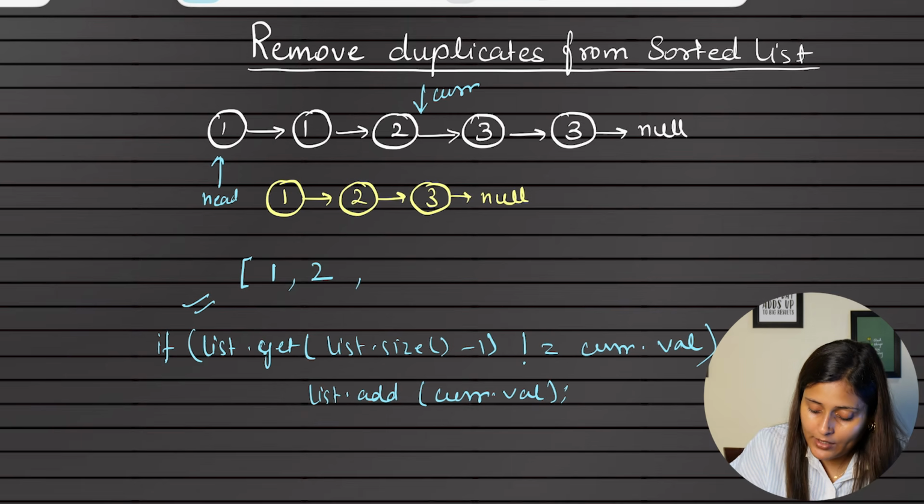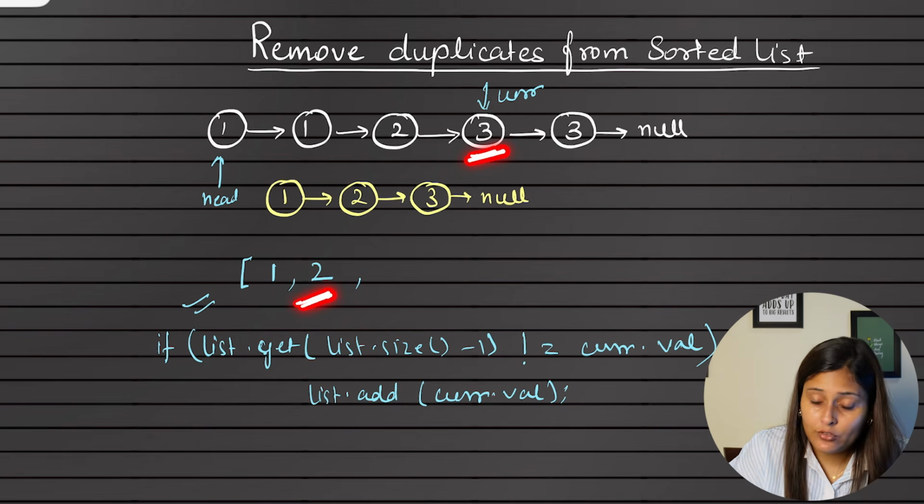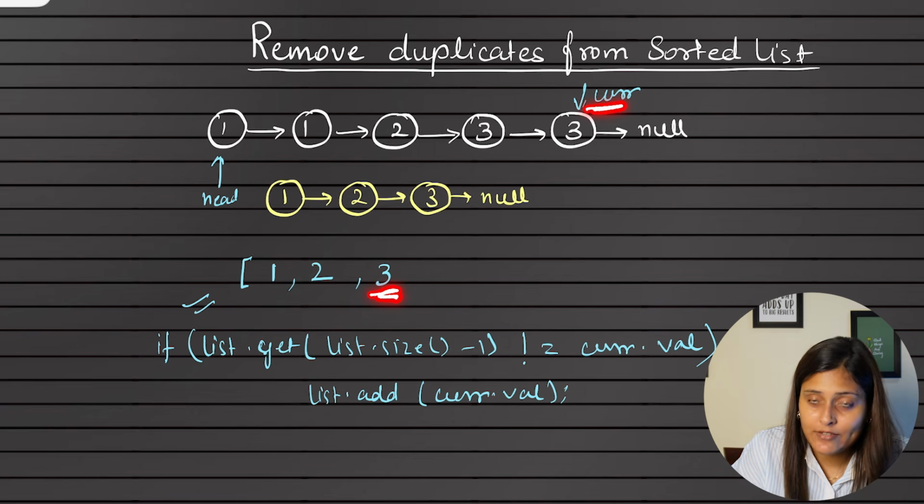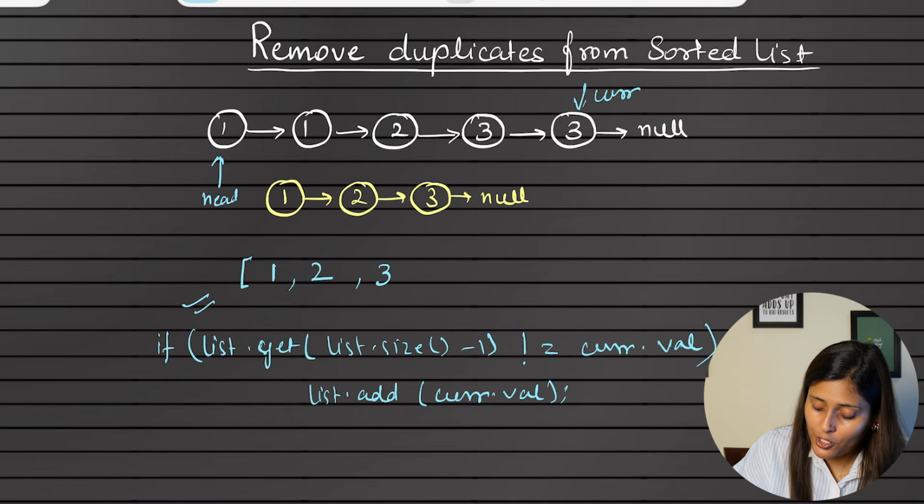So let's add 2 here and we will move our current ahead. So current will point to 3 now. Similarly, last element is 2, and 3 does not match, so we will put this 3 here. Now what we will do? We will move this current ahead and now it will say, hey, current dot value and last value match. So don't add anything in the list. Just move your current ahead. Means for sure whether the if case runs or not, current is going to move ahead.